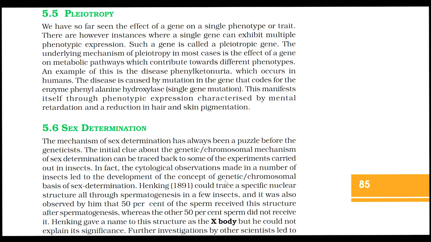Henking, 1891, could trace a specific nuclear structure all through spermatogenesis in a few insects. He also observed that 50% of the sperm received this structure after spermatogenesis, whereas the other 50% of sperm did not receive it. Henking gave a name to this structure, the X body, but he could not explain its significance. Further investigations by other scientists led to the conclusion that the X body of Henking was in fact a chromosome.